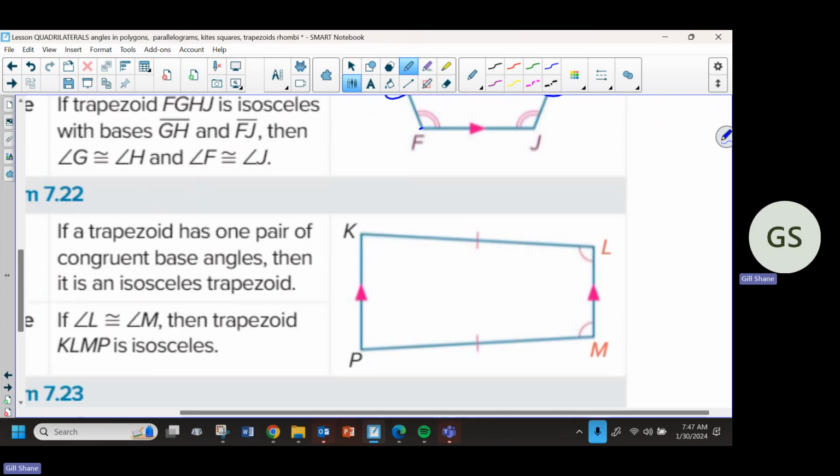So next: if a trapezoid has one pair of congruent base angles, then it is isosceles. One pair of congruent base angles. All that, I'm not sure why they gave you this, so ignore that. This would not be in there. I don't know why they told you.